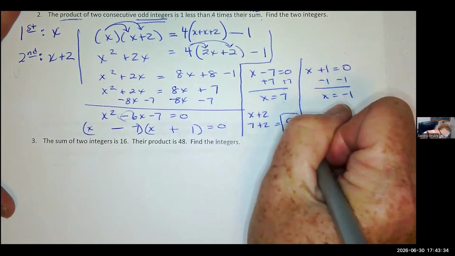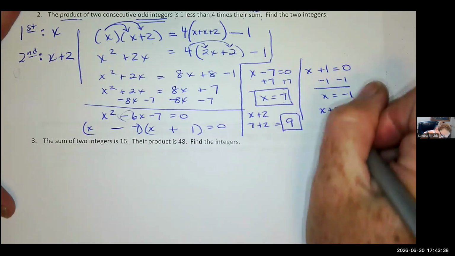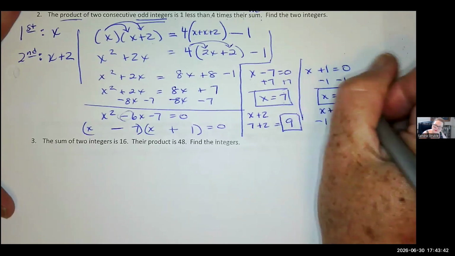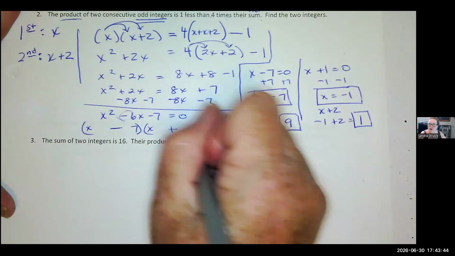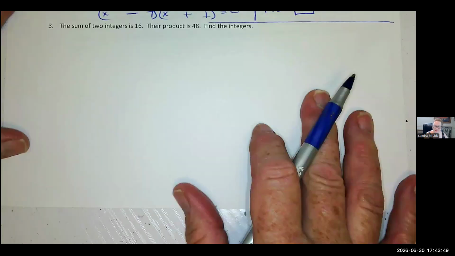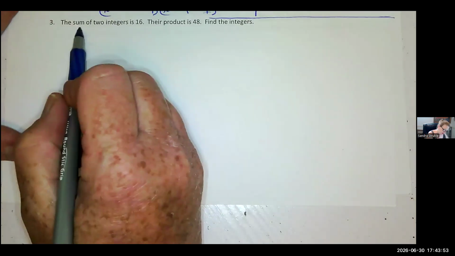For the second one, x plus 2, so -1 plus 2 is 1. So -1 and 1. Let me know what questions you have about that. I expect them. All right, the sum means we're adding two integers is 16.